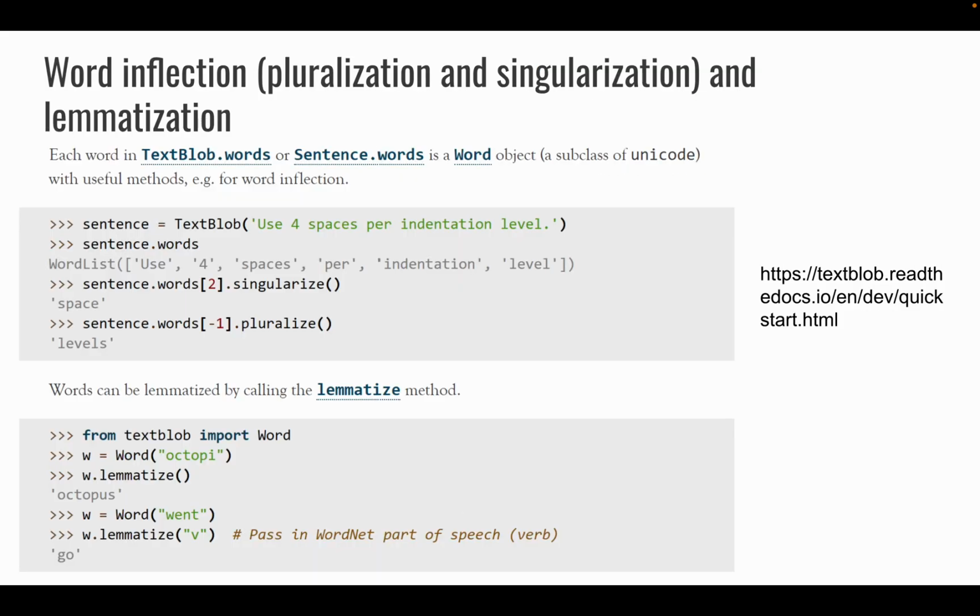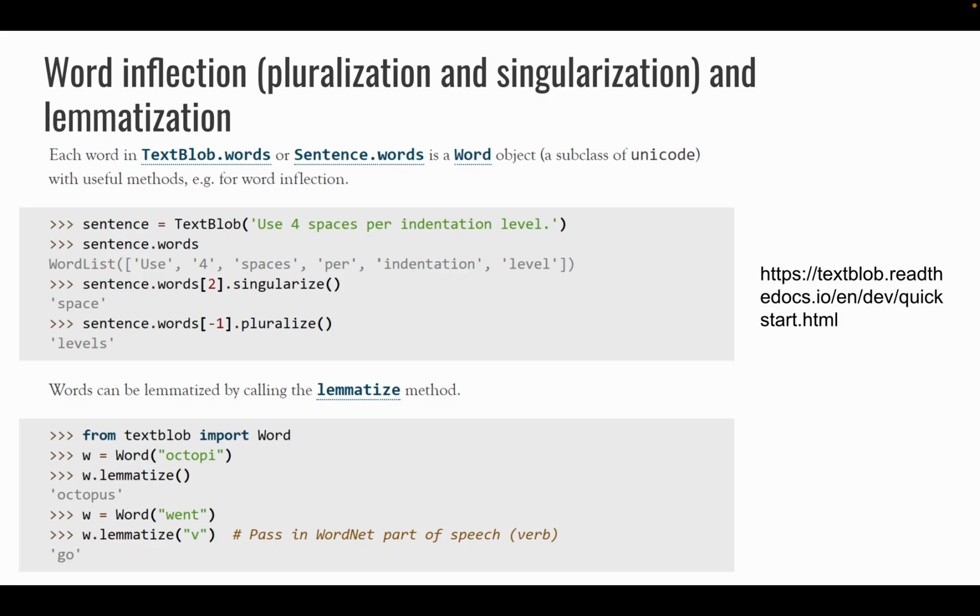Next, another cool thing you can do with TextBlob is word inflection and lemmatization. If you have a TextBlob object like "use 4 spaces per indentation level", and we say sentence.words, we get all of the words in the sentence, right? We know that. Each word in this word list is a word object, and each one of these word objects has a singularize method and a pluralize method.